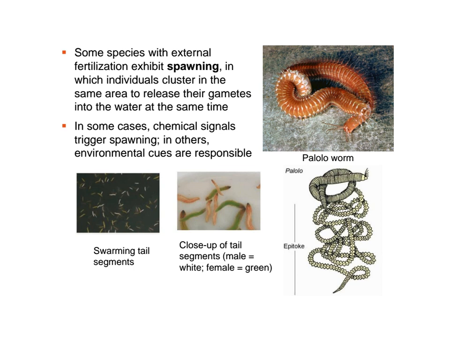Some species with external fertilization exhibit a behavior called spawning, in which individuals cluster in the same area to release their gametes into the water at the same time. In some cases, chemical signals may trigger spawning, and in others, environmental cues are responsible. We're going to look at one specific example, which is the Palolo worm.